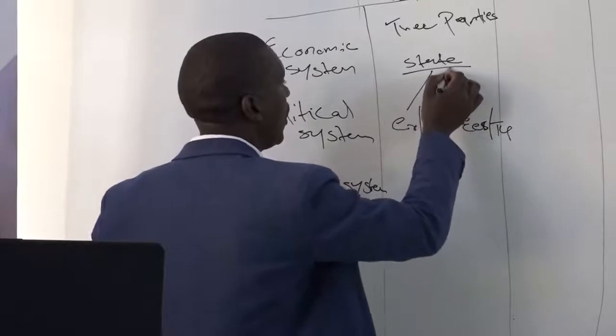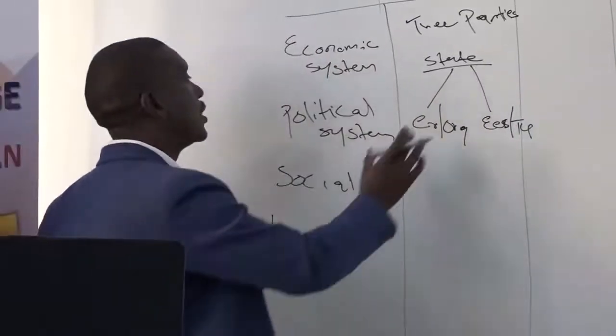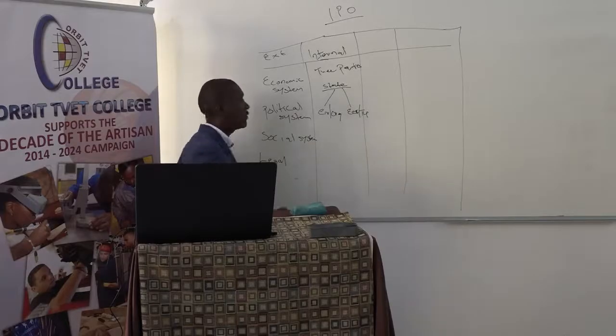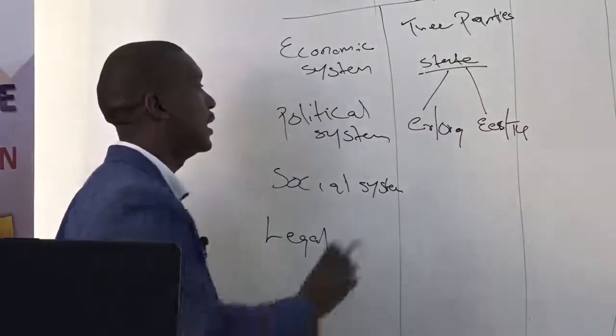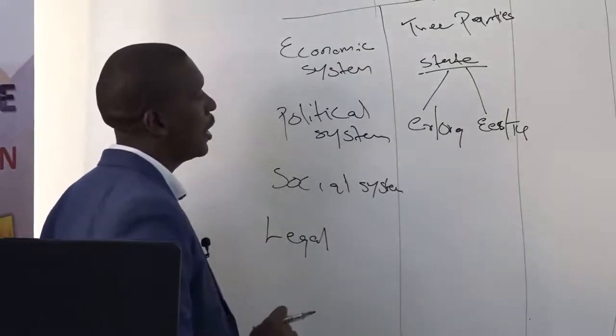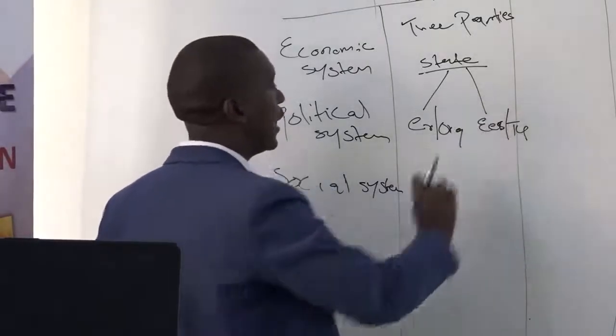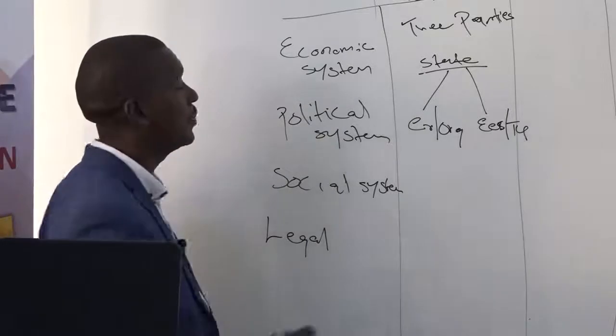Now, this is how our structure is going to look. It's going to be in a triangular form because we have the internal parties. One is the state, then the employer and employer organization, then the employees and the trade union.